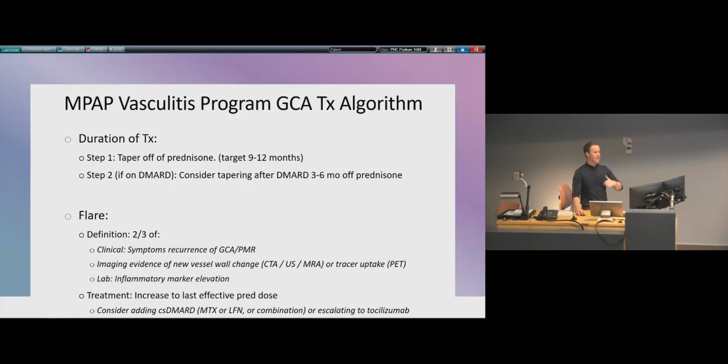And so either symptoms, imaging changes, so predominantly new vessel wall change or new areas of uptake or new areas of involvement, and then our CRP elevation or thrombocytopenia, hyperferritinemia. 2 out of 3, we're most likely looking at having some augmentation. And then the treatment for flare is going to be either increasing the last effective dose, adding a CS DMARD, or if more severe, even going up to 40 to 60 or even pulse.